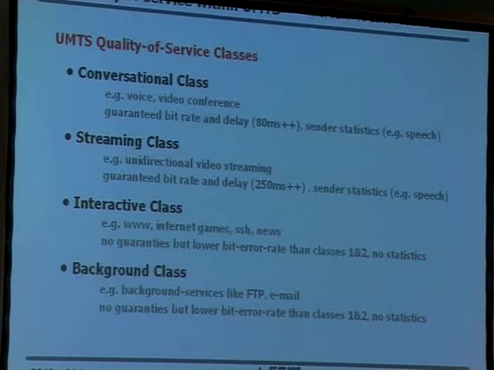of service in UMTS, but it's not really working as you might expect it. You have 4 classes of quality of service. The conversational class for really high priority data with guarantees. But as you can see, 80 milliseconds isn't really fast. And this is the best class in UMTS.